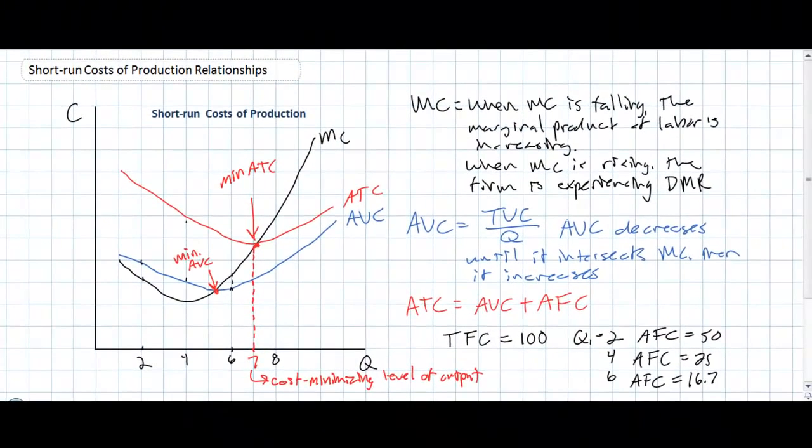So that wraps up this lesson. The whole point here was to examine the relationships that exist between a firm's short-run costs of production, specifically the marginal cost, the average variable cost, and the average total cost.